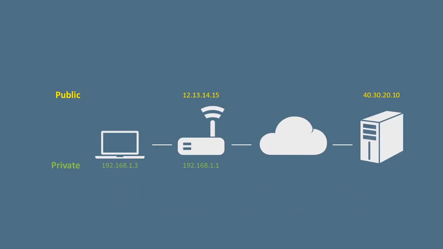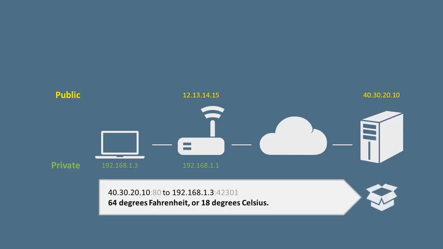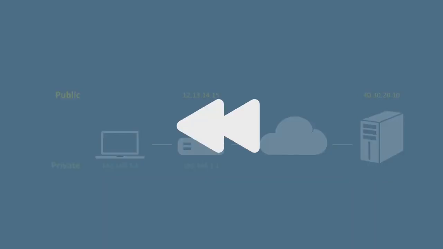When it arrives, the web server will process the incoming request and try to formulate a reply. The reply packet will be addressed to the sender, but in this case, because it was sent from 192.168.1.3, it will not be reachable because it's a private IP address. So what do we do now? Let's rewind that tape for just a second.